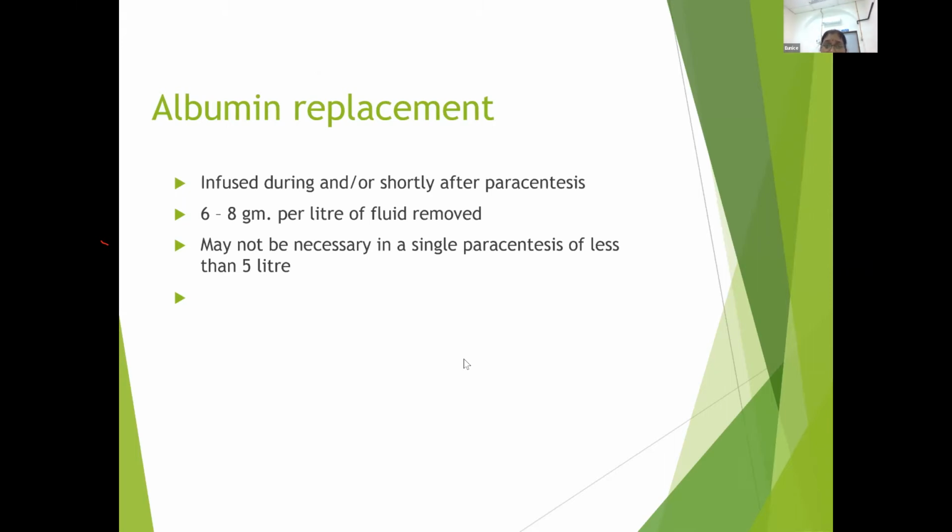Albumin replacement in this group of patients, we infuse during or shortly after the paracentesis. The dose of albumin is 6 to 8 grams per liter of fluid that we remove, and may not be necessary in a single paracentesis of less than 5 liters.